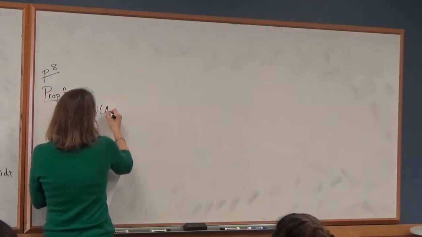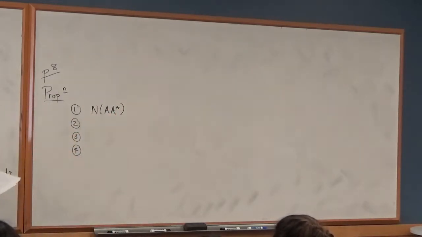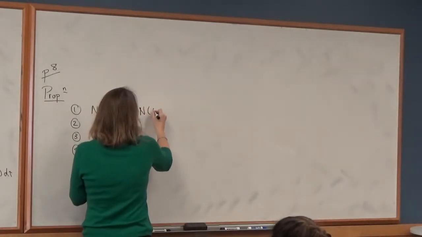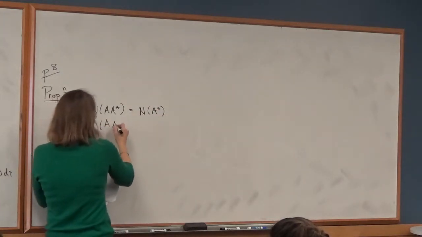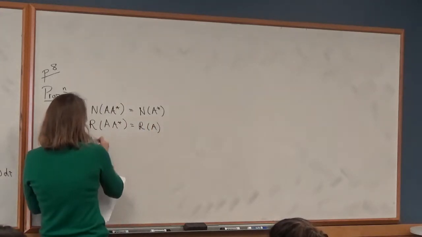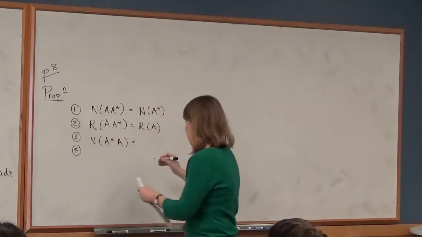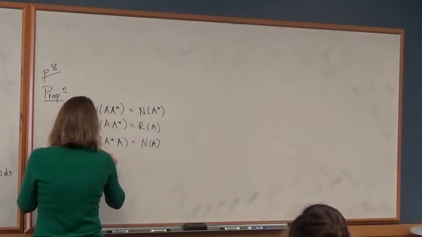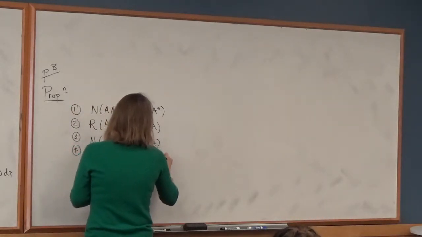So if you have a linear map A between two vector spaces U and V, the null space of A star A is equal to the null space of A. The range of A star A is equal to the range of A star. And then similarly, we can see this just by flipping A and A star. The null space of A A star is the null space of A star, and the range of A A star is equal to the range of A.